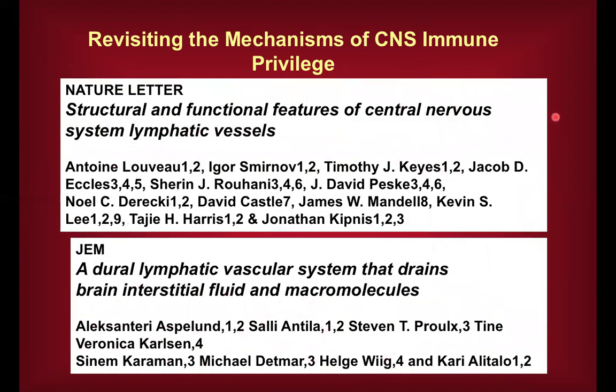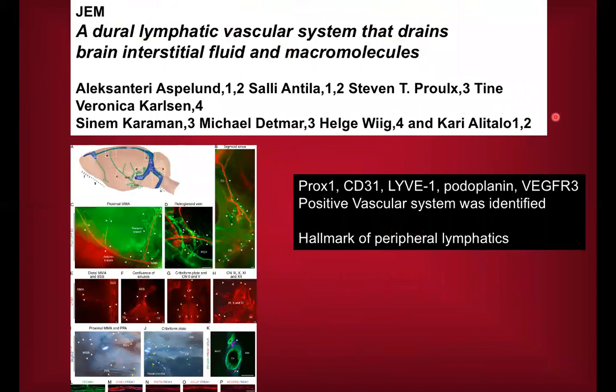These are the two papers that came out a few years ago. Antoine Louveau, who's now at the Cleveland Clinic, was the first author of the Nature letter paper. And then there's Aspelund and Alitalo here from the Journal of Experimental Medicine. Both of them had really similar studies showing this lymphatic system. This is some work from these papers, and basically all they're doing is labeling for lymph tissue within the brain, and they're looking within the meninges.